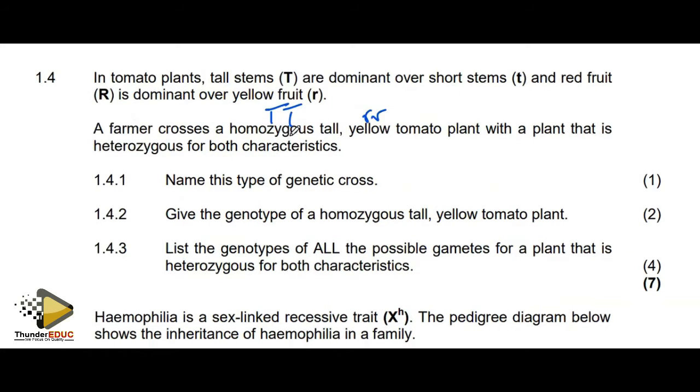A farmer crosses a homozygous tall, yellow tomato plant with a plant that is heterozygous for both, so it's going to be capital T, small t, and capital R, small r. They ask the type of genetic cross because you're involving two characteristics. Which characteristics? The height, crossed with the other characteristic, the color of the tomato. So two characteristics, the height and the color. So the answer is dihybrid cross.